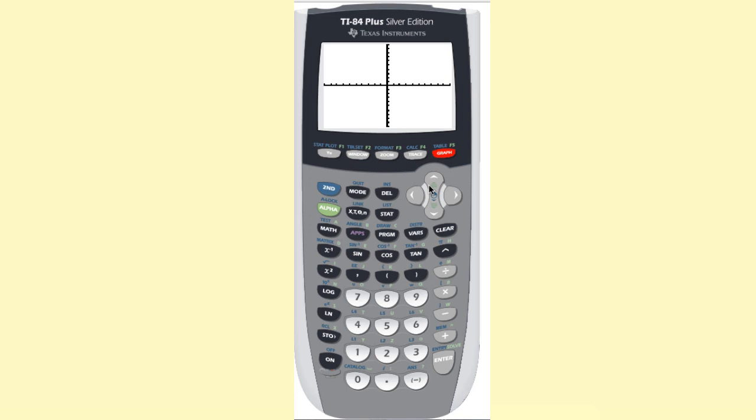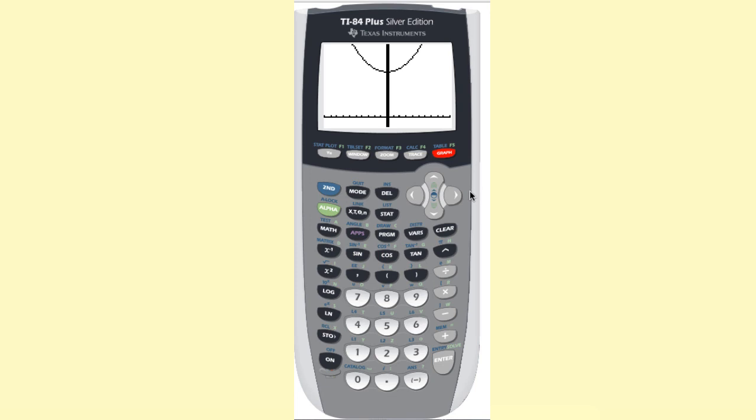Well, I know the equation was plus 50, so let me go to my window. And my y max should probably be more than 50. So let's go, say, 80. Why not? Okay, and there you can see it's a parabola, and that's what you would expect.